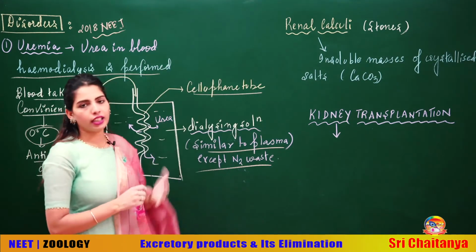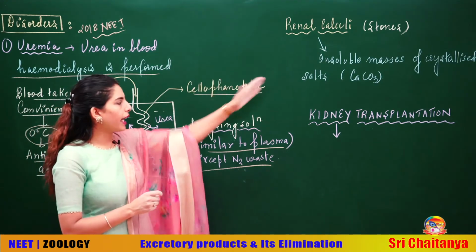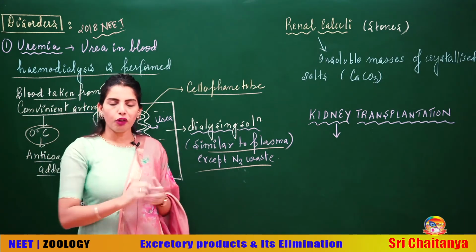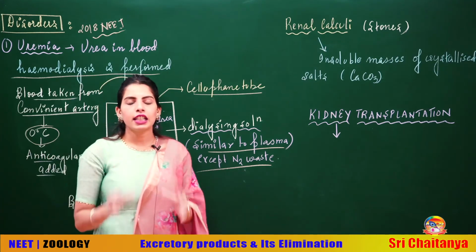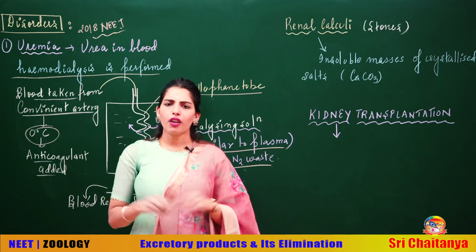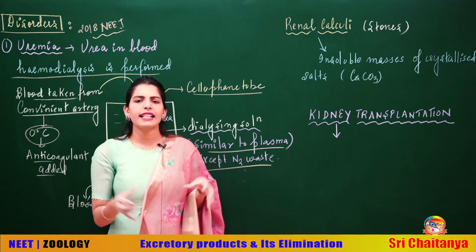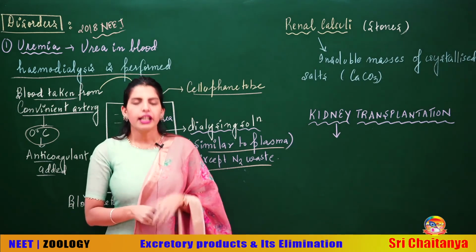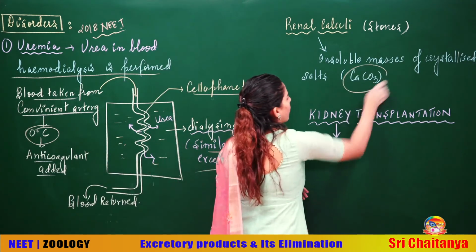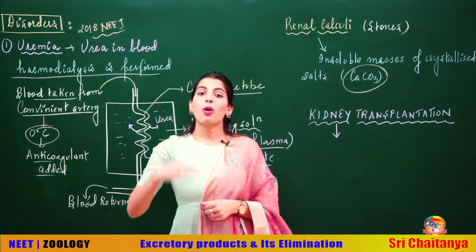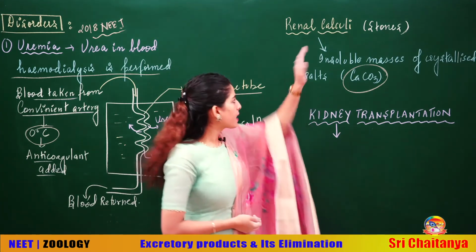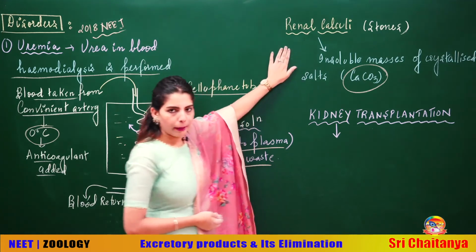Alright, talking about another disorder, which is renal calculi. Calculi is basically the formation of stones. If the kidney shows the formation of stones, stones can be formed of any salts. The crystallized mass of insoluble salts is called renal calculi. I have written calcium carbonate salts, any salt, calcium oxalate salts, if they get insolubilized as masses, that is called renal calculi.